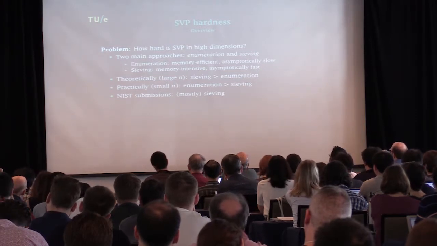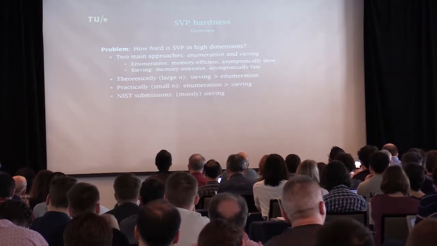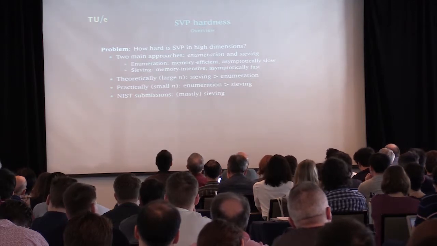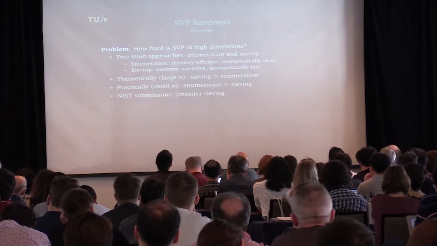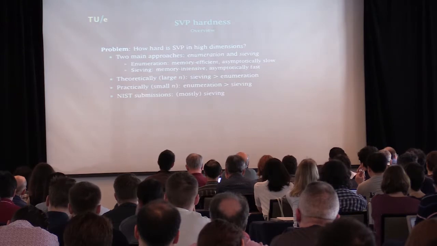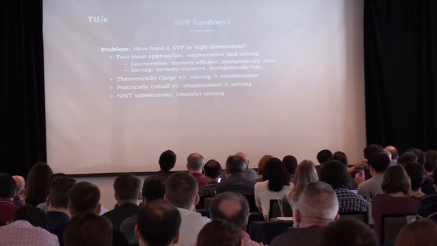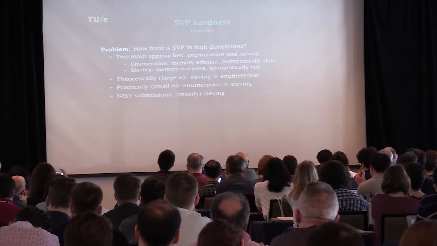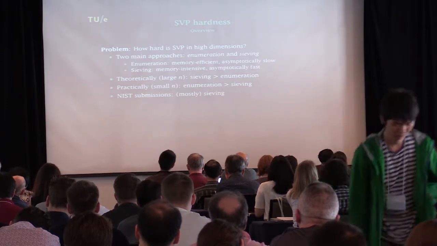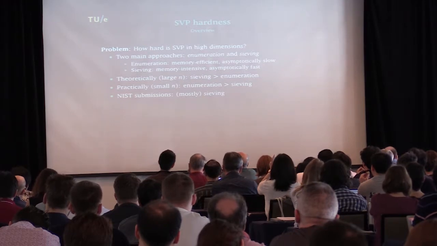There are two main approaches at the moment, enumeration and Sieving, which are really different because enumeration has a worse time complexity but uses almost no memory at all, while Sieving has a better asymptotic time complexity but uses a lot of memory, which also makes it less practical, because if you want to use lots of gigabytes or terabytes of memory, then it starts to become a bit annoying. So theoretically we know that Sieving is certainly faster than enumeration in high dimensions, and in practice we know that enumeration is still better than Sieving in low dimensions, and the NIST submissions mostly base their estimates on Sieving.